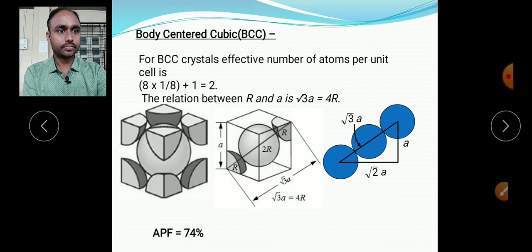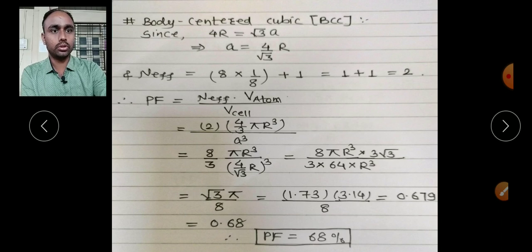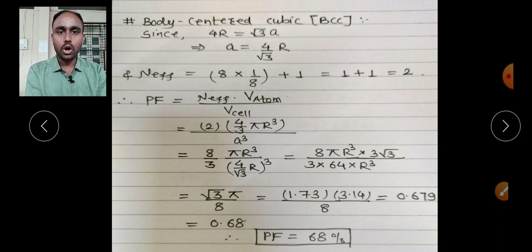Next, root 3A is equal to 4R, therefore A is equal to 4 divided by root 3 times R, just bringing root 3 to that side, because we have to replace A at the end when we are talking about packing efficiency. And the effective number of atoms we have already found. Now go to the packing fraction. We know it is the volume of atoms divided by the volume of the unit cell. The volume of one atom multiplied by the effective number of atoms will give you the total volume of atoms present in that particular unit cell, right.